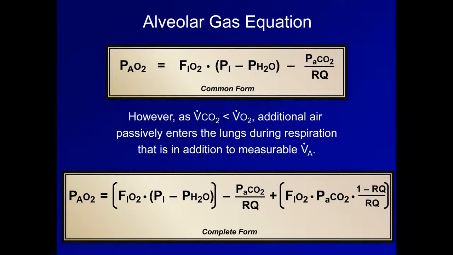For example, for a patient with normal respiratory physiology breathing room air, this final term equals 0.21 times 40 times 1 minus 0.8 divided by 0.8. This equals a minuscule 2.1 millimeters of mercury. Compare the magnitude of this to that of the first term, which is normally 150, and the second term, which is normally 50. Therefore, for all practical purposes, this last term can be ignored, reducing the complete form back to the common form above.